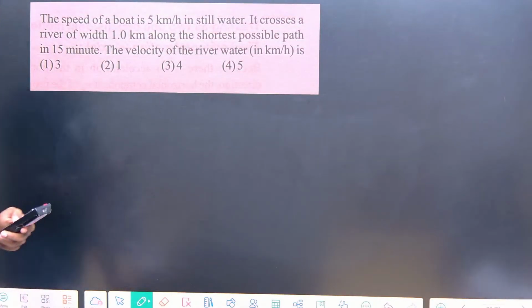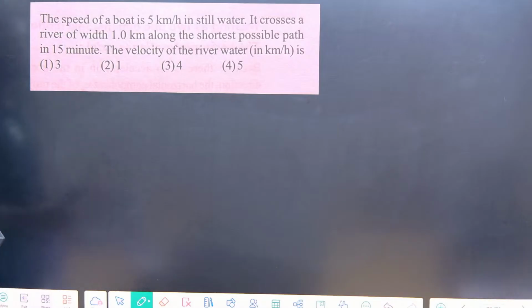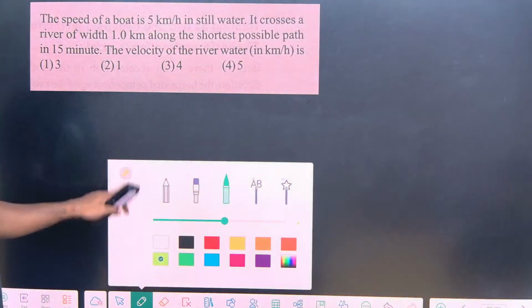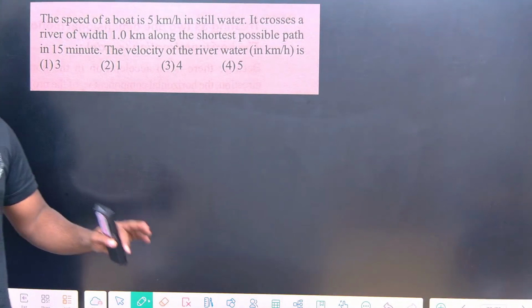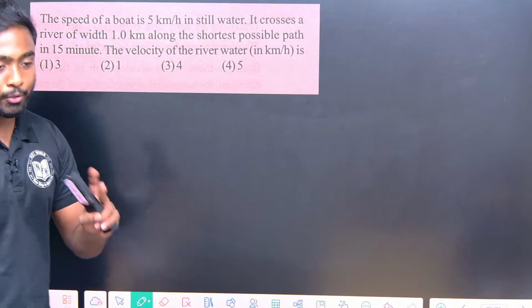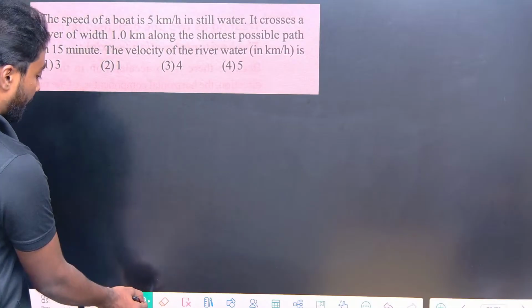Okay. So now the question is: the speed of a boat is 5 km/h in still water. It crosses a river of width 1 km along the shortest possible path in 15 minutes. What we saw yesterday is that when we are in the shortest path, I should follow one diagram, and when we are in shortest time, I should follow one more diagram. Two diagrams are there to keep in mind.